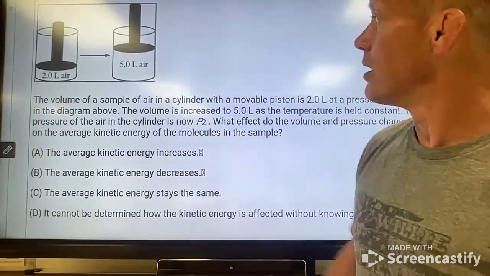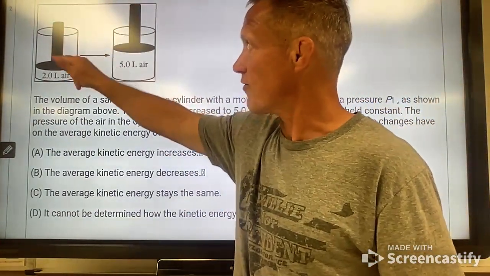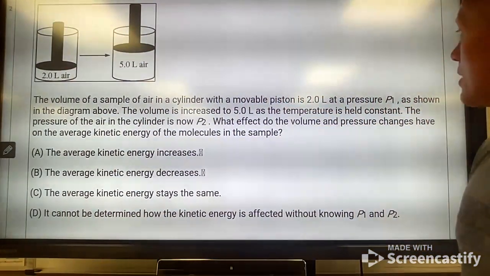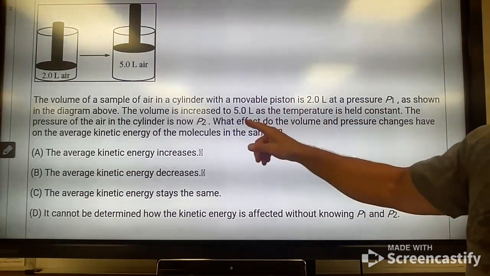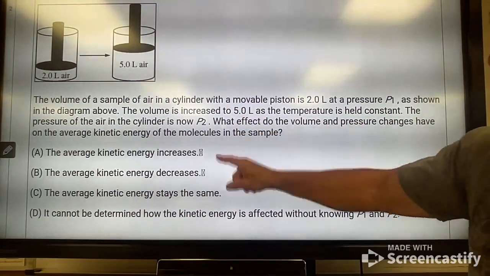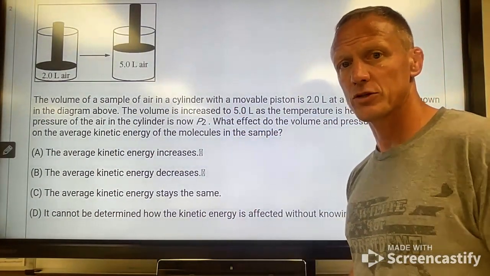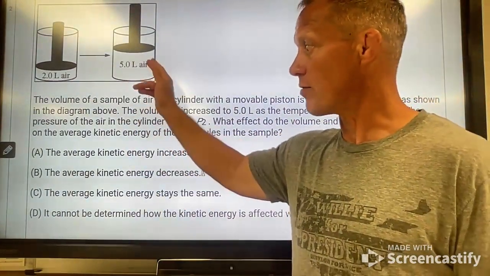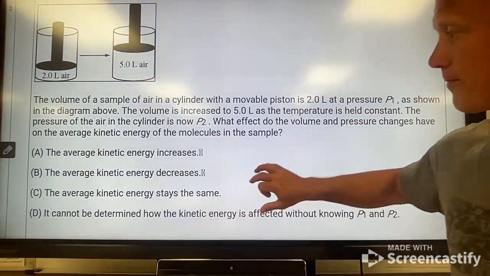All right. You have air in this cylinder with a movable piston, so they can move this up and down. It's going from 2 liters to 5 liters. The volume increased to 5 liters as temperature is held constant, so temperature is not changing. And it wants to know what happens to kinetic energy. Well, kinetic energy is only affected by temperature. So there's no change in temperature. All we're doing is changing the volume of air. So the kinetic energy would stay the same. Letter C there.